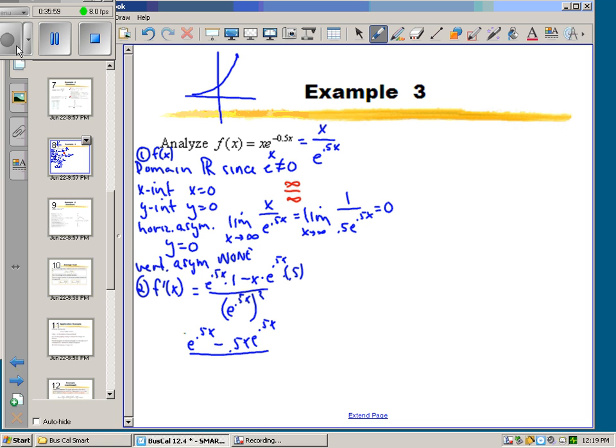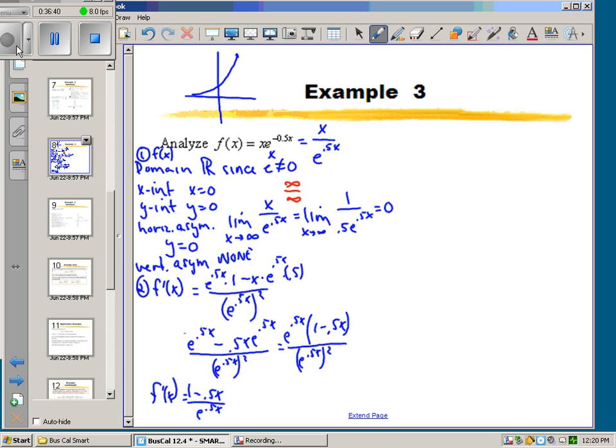Now, I've got all these e to the 0.5x's floating around. I'm just going to leave the bottom as that squared right now. I'm going to factor an e to the 0.5x out of the numerator, and I'm going to have e to the 0.5x times 1 minus 0.5x. And so now one of the e to the 0.5x's on the bottom will cancel with the one on the top. So I'm going to have 1 minus 0.5x over e to the 0.5x.